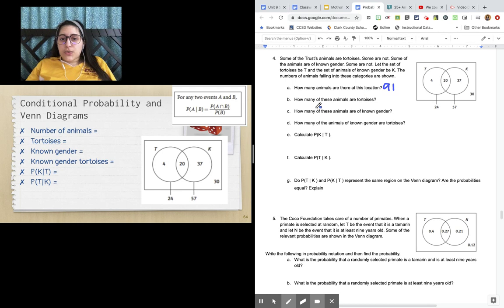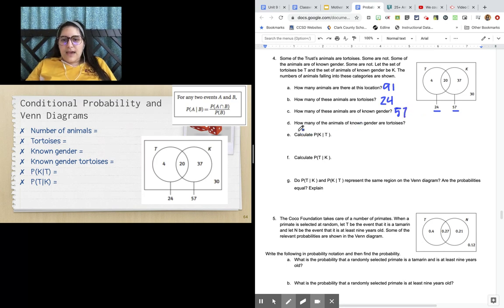Part B says, how many of the animals are tortoises? That question is not how many are just tortoises, but how many total are tortoises. So that's the number on the outside, 24. Part C says, how many animals are of known gender? Again, not just of known gender, but total known gender. So that's again the number on the outside, which is 57.